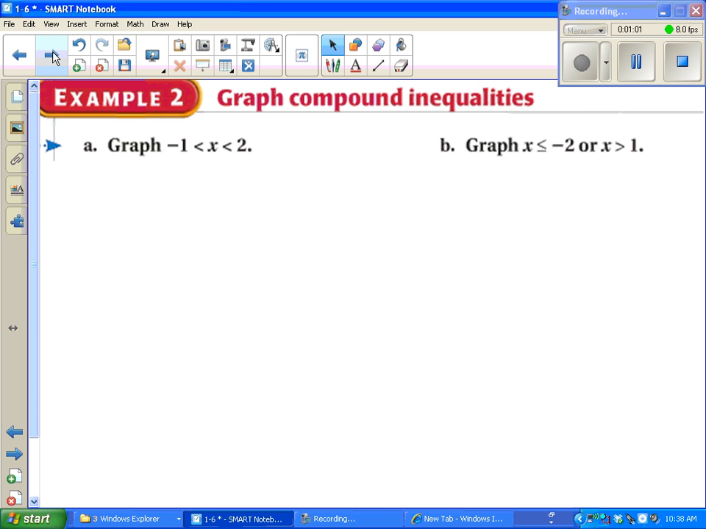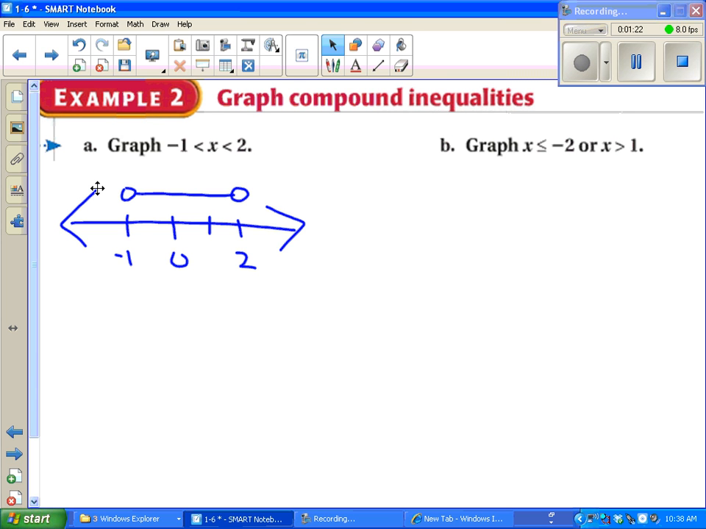Compound inequalities are a little bit more involved. We want x to be between -1 and 2 is what this next one says. So we draw our number line and put in our points just like we normally would. Both of them open dots. And since we want x between -1 and 2, we shade in between. And we're done.